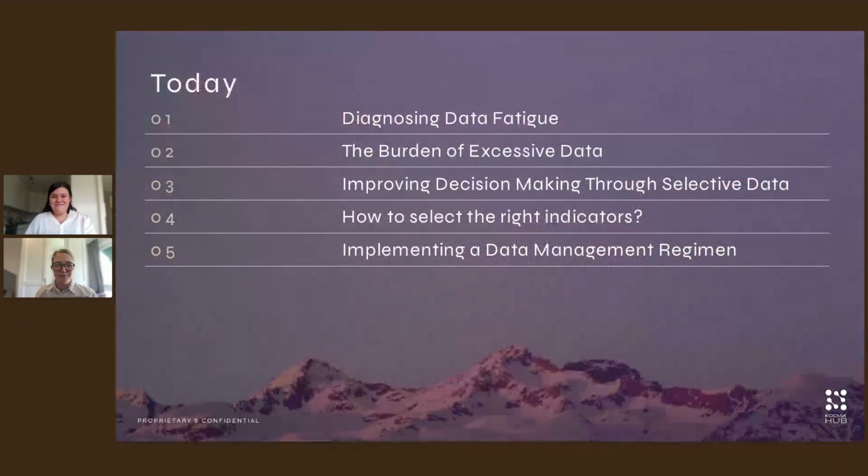Yeah, exactly. So let's start off. Today's topic is all about curing data fatigue. So today we're going to look at how to diagnose the burden of excessive data, and how we can improve our decision making by being a bit more selective with our data. We're going to take a look at how to select the right indicators, as well as how to implement a data management regimen. So I think Laura's going to take us through the first part. How do we diagnose data fatigue?